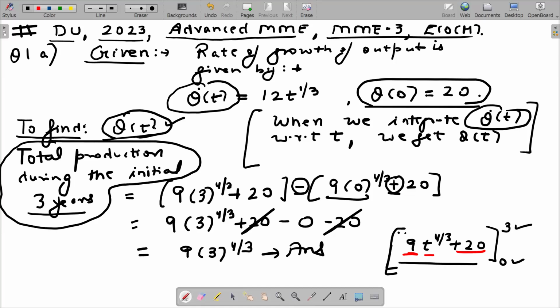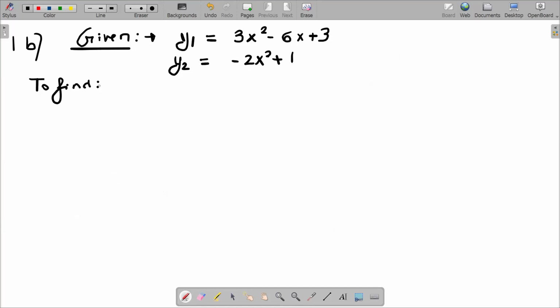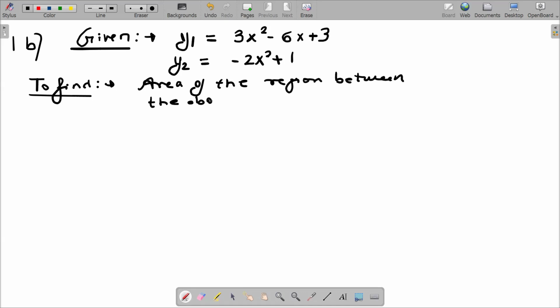So question 1, part B, we are given y1 is equal to 3x square minus 6x plus 3. Y2 is equal to minus 2x square plus 1. And I need to find the area of the region between the above two curves within the interval 0 to 2. Again, this is an application of integration. This is all based on definite integrals, which I have covered in quite depth in my lectures on integration.